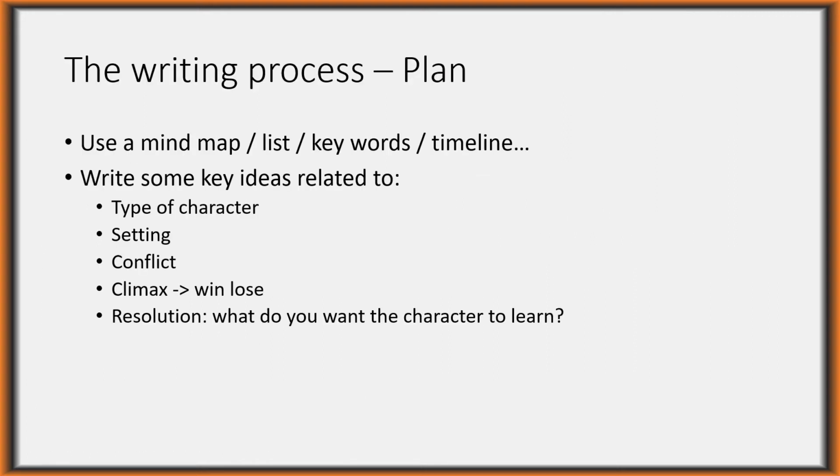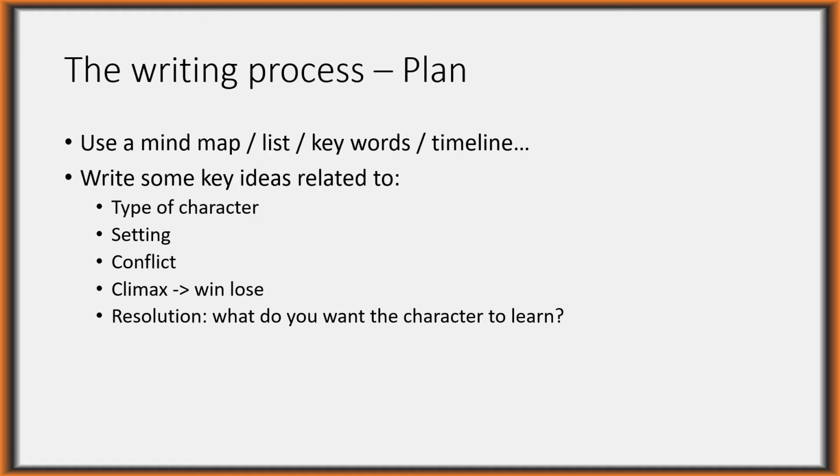An important part of any piece of writing is the planning. Your planning can be a mind map, it can be a list, it can be a group of random keywords, it could be a timeline. Use whatever technique you find comfortable. What you should do is write down some ideas. Write down ideas related to character. The type of character you want your main character to be. Small, naive, innocent, or brave, sporting, rebellious, your choice.